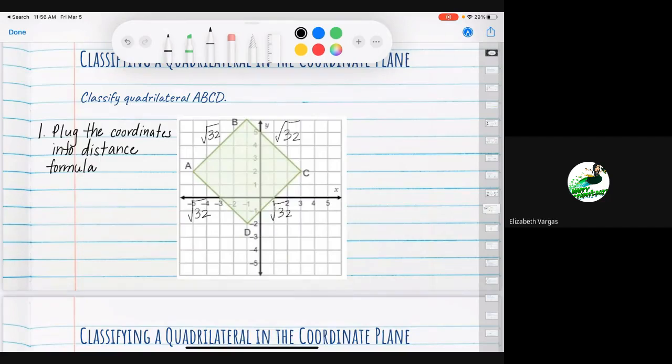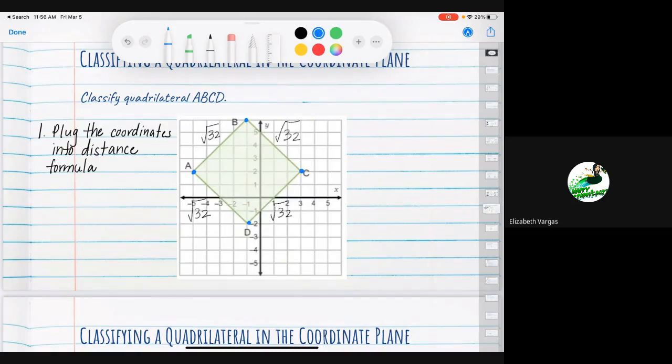And you figure that out by plugging each of the coordinates into the distance formula, right, for each of the sides. So you would test A and B together, you would test B and C together, you would test C and D together, and A and D together. And that's how you would find all the sides, okay?